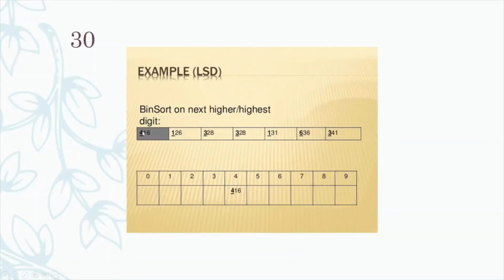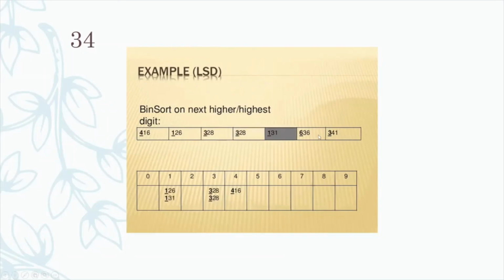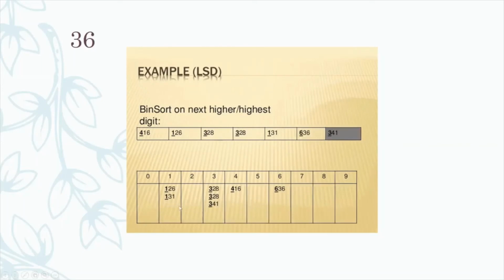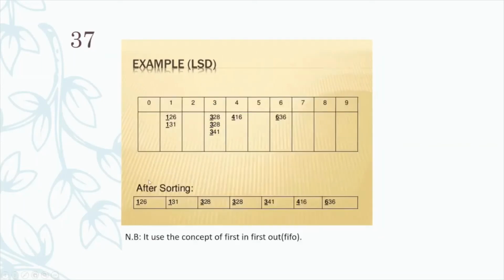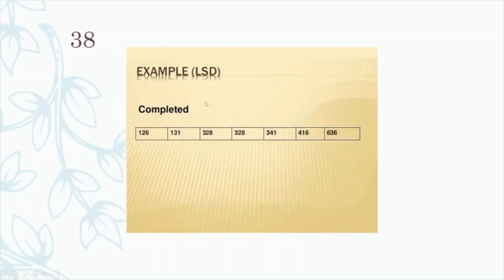Then pass 3, the MSB: 4 will be put on 4, 1 on 1, 3 on 3, 3 again on 3, 1 on 1, 6 on 6, and 3 on 3. Then we sort them: 126 goes first, then 131, then 328, then 328 and 341, 416, 636. Then the radix sort is completed.